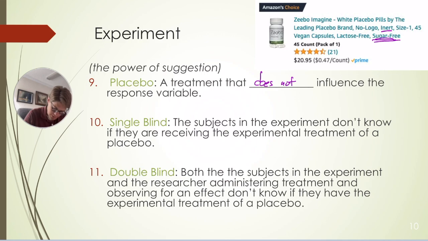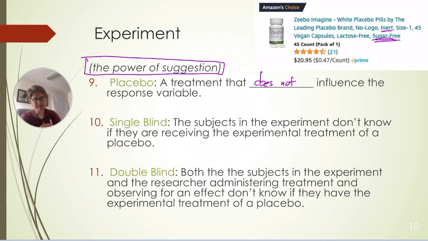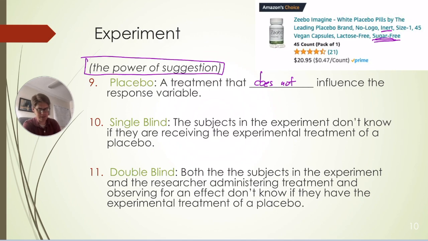Okay, single blind. So this is when the subjects in the experiment do not know whether or not they are receiving the experimental treatment or the placebo or the control. And the reason for that is because of the power of suggestion. So there have been some very interesting studies about the power of suggestion, one of which by a researcher by the name of Stuart Wolf.